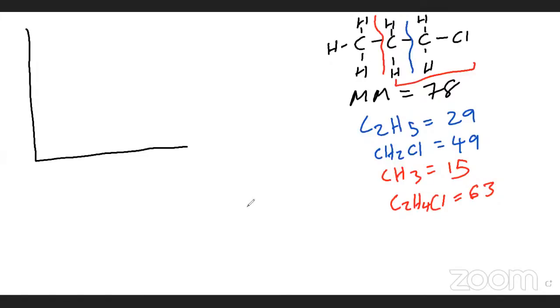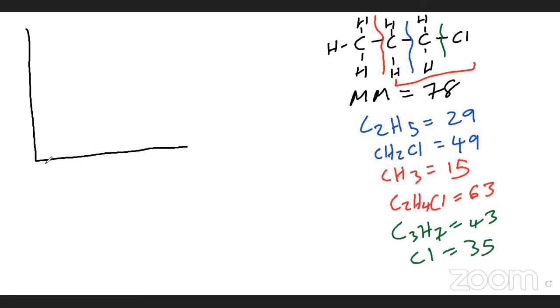And then let us say the carbon to chlorine bond broke. For that, we would have C3H7, which would be 43. We would also have a fragment for 35, which would be chlorine. So those are some possibilities.